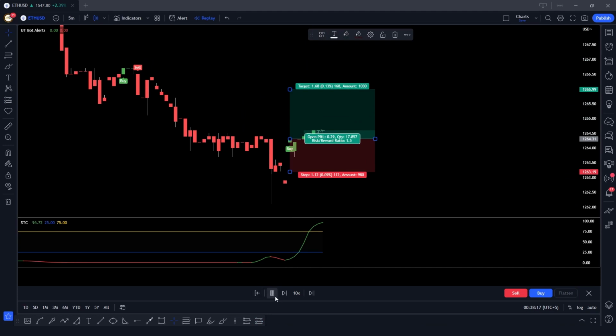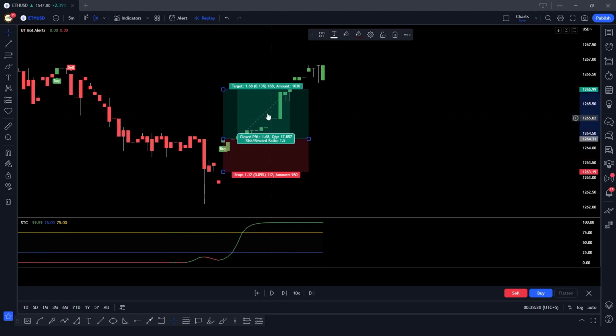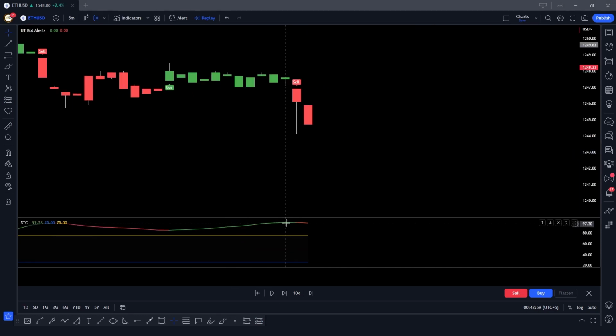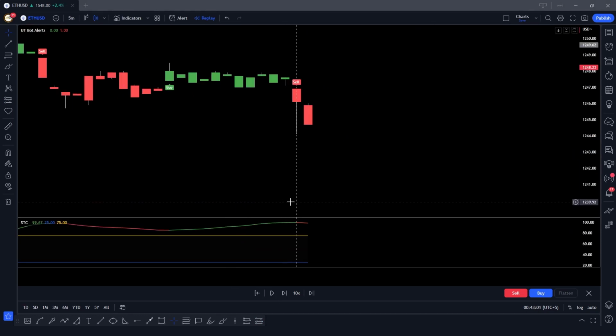Now let's forward play the market, and as you can see, our take profit level was hit. So this strategy has proven out to be very good so far. Now that you know about how to take a long position, let's talk about the rules for a short position.